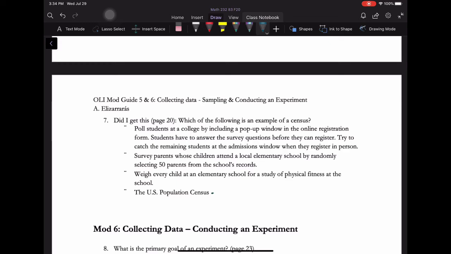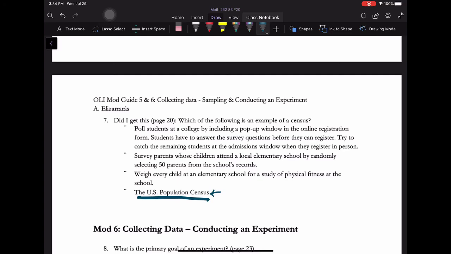Well, the U.S. population census, it would be great if that was a true census, but this is not actually true because you're going to miss someone. During the amount of time it takes for the data to be collected, somebody has died or somebody has been born, so it's not 100% accurate.